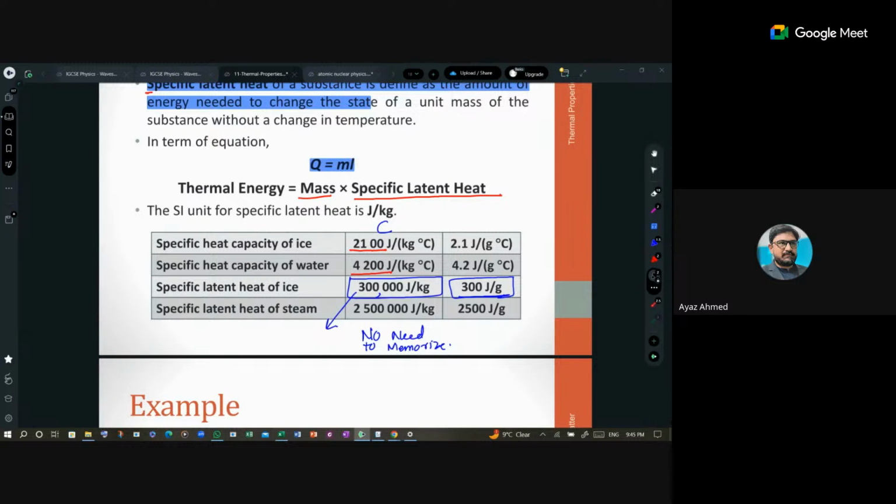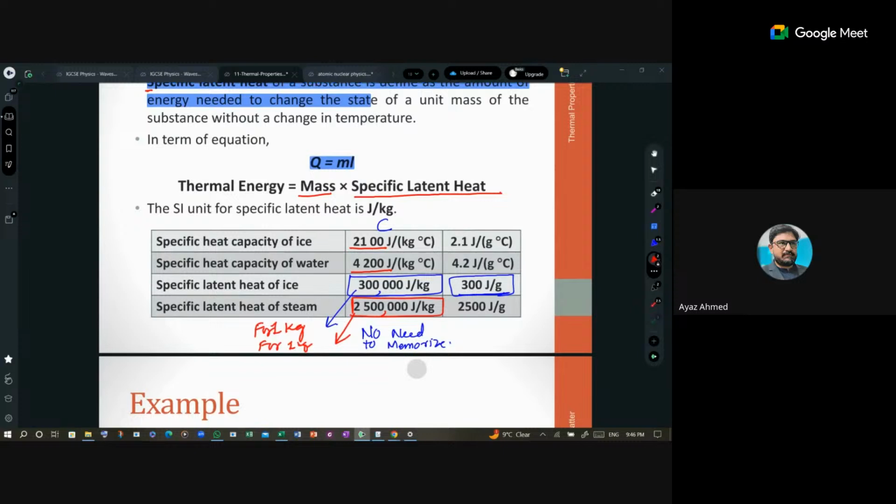300,000 joules. But if I want to boil 1 kg of water, I need 2,500,000 joules of energy. So it needs a lot of energy to boil 1 kg of water. This is just for 1 kg, right? This is also for 1 kg. Is it clear?